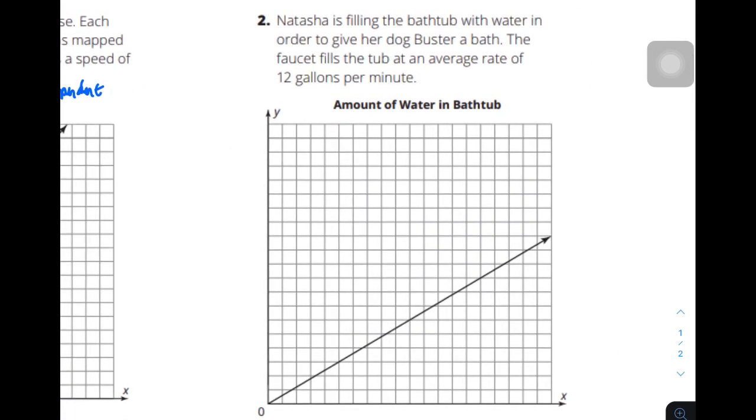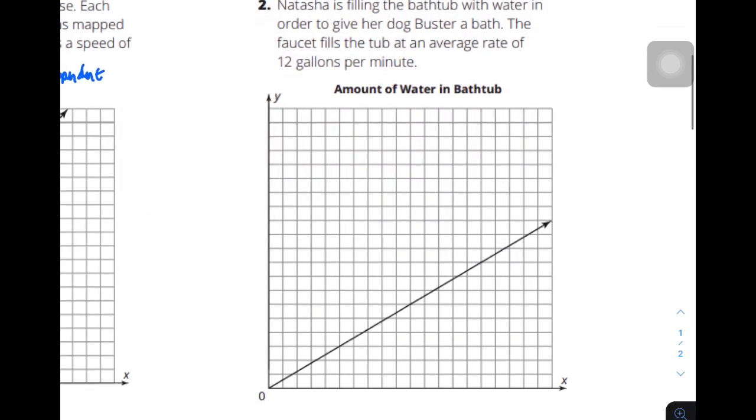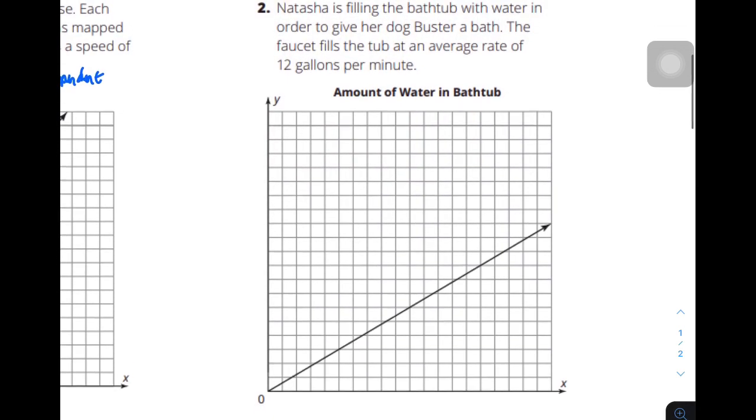Second one, Natasha's filling the bathtub with water in order to give her dog Buster a bath. We can see here it looks like the tub starts with 0 water, then it starts getting filled, till we have a lot more water. So the faucet fills the tub at an average rate of 12 gallons per minute. I underline gallons and minute because those are units, right? And that usually tells me what it is that we're talking about.